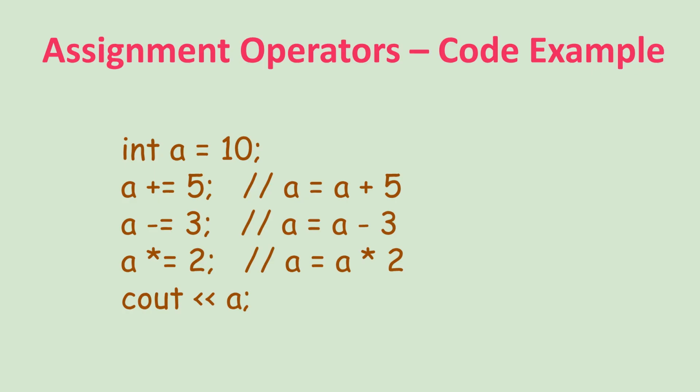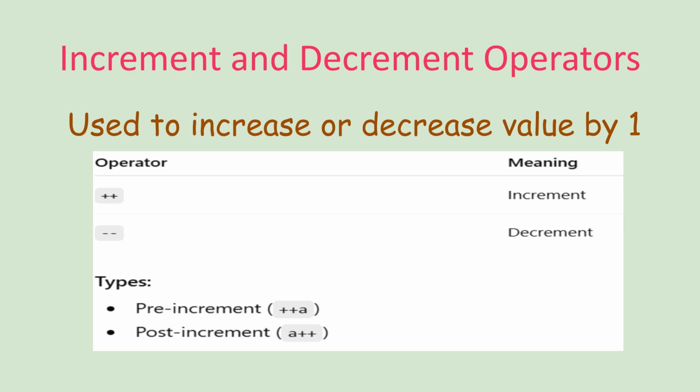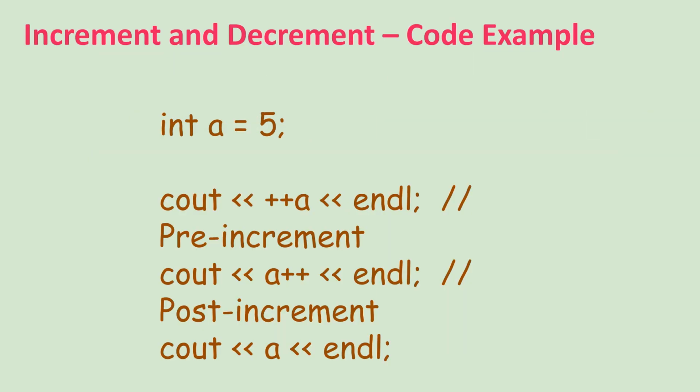The assignment operators often combine an arithmetic operation with assignment, like a += 5, which is equivalent to a = a + 5. Increment and decrement operators are convenient shortcuts to increase or decrease the value of a variable by 1. This example illustrates the use of pre-increment, where the variable is incremented before its value is used, and post-increment, where the value is used before being incremented.